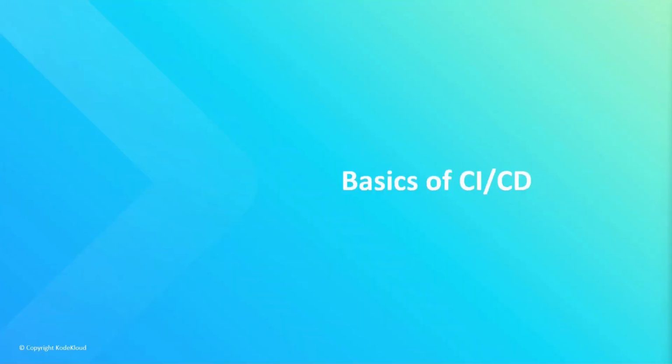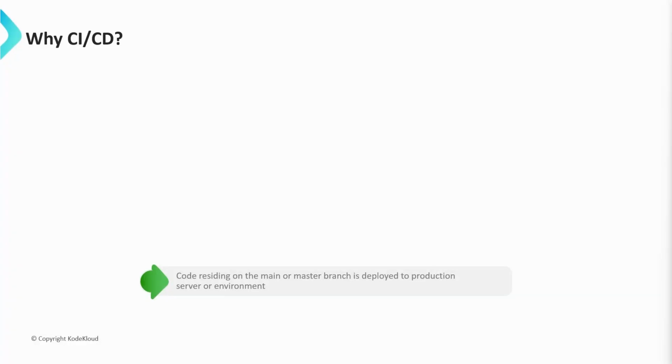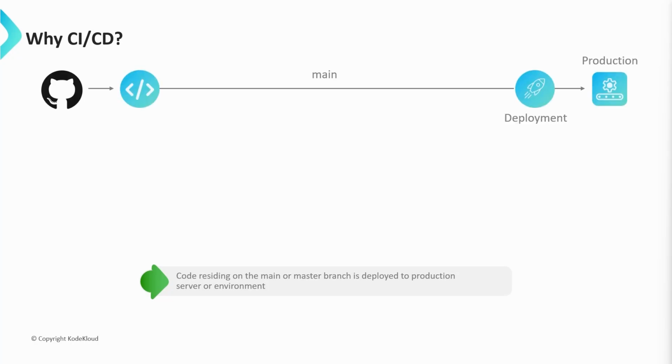Let's explore the importance of CI/CD. In a typical project, source code resides in a Git repository where it is both stored and versioned. GitHub is a web-based platform which centers around Git, serving as a centralized hub for hosting these repositories and extending Git's capabilities with additional features. Typically, all the code resides on the main or the master branch, which is frequently deployed to the production servers.